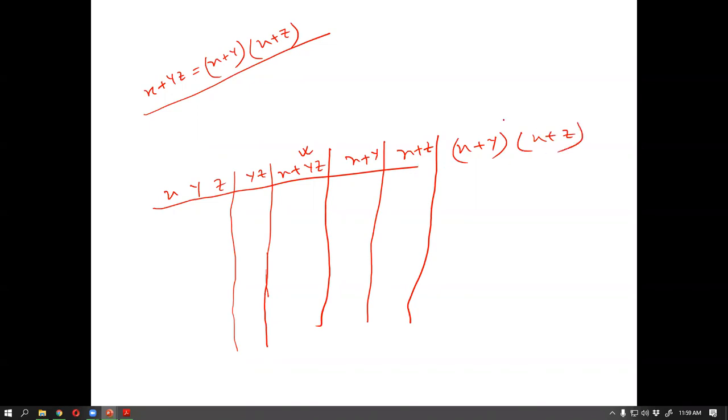If this line and this line have the same value, your output is proved. This formula is proved. Now you just assign this value.